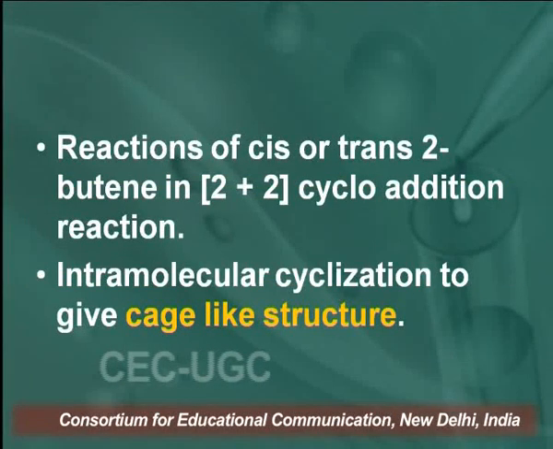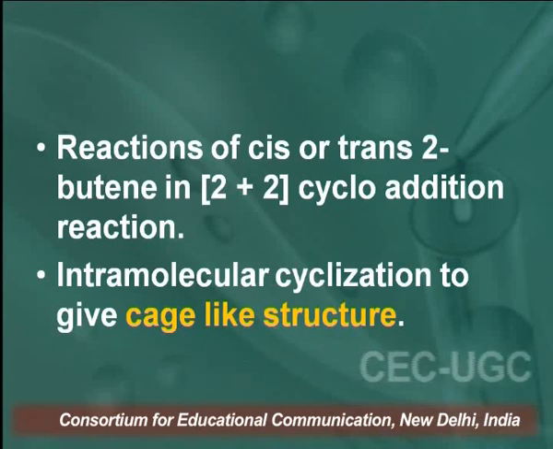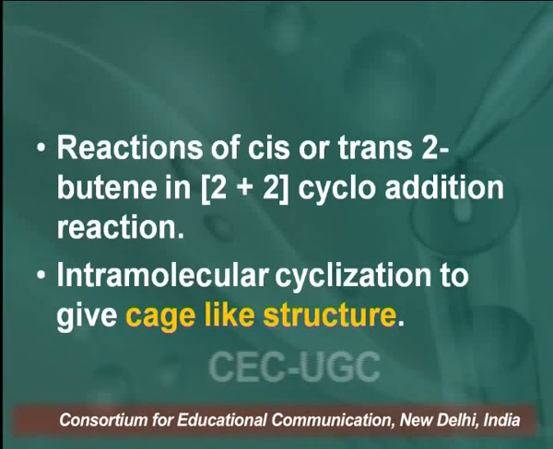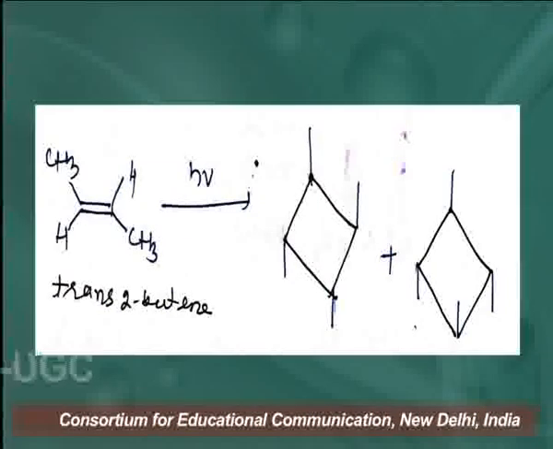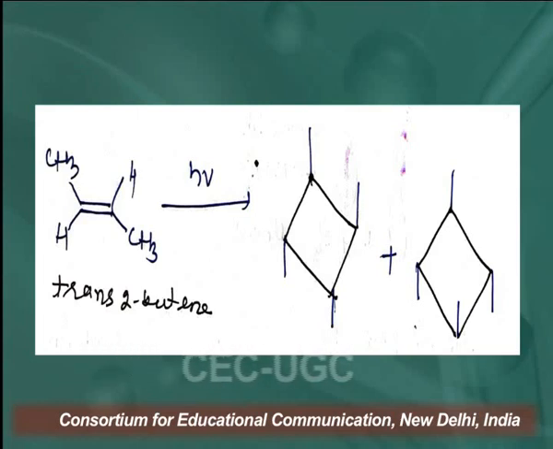So, in the reaction of cis or trans 2-butene in 2+2 cycloaddition reactions, intramolecular cyclization takes place and we get cage-like structures. So, when two molecules of cis 2-butene react with each other, 2 electrons of one cis butene and 2 electrons of the other cis butene are involved in the reactions, we get 2 different products. So, this is an intramolecular cycloaddition reaction. Similarly, if 2 trans butenes react, that is a photochemical condition. So, again we get 2 different products. So, we can see here the stereochemistry also matters during the reaction.